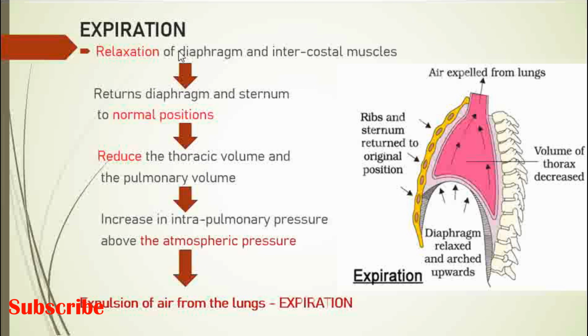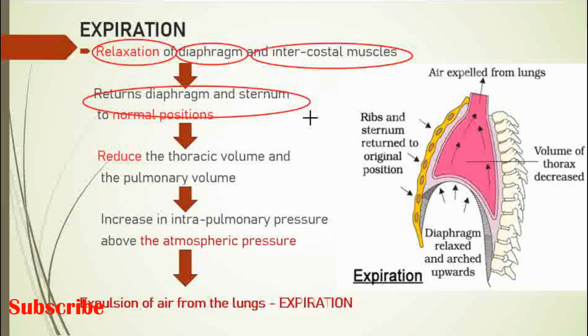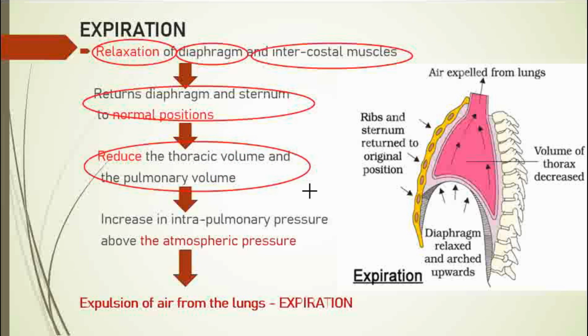So what happens in expiration? It is the opposite of inspiration. There contraction occurs, here relaxation occurs. That's the major difference. So relaxation of the two muscles, as I already mentioned, the diaphragm and the intercostal muscles. They relax, so they return to their normal position. The diaphragm and the sternum both move to the normal position. And because they move to the normal position, there is a reduction in the thoracic volume and the pulmonary volume.